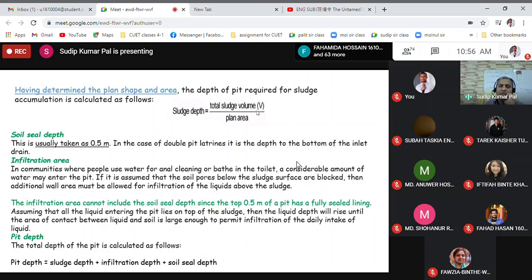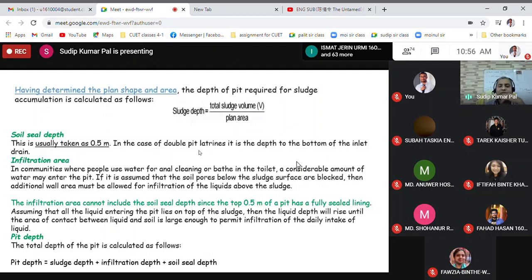V divided by A basically gives you the sludge depth during the operational life, or 30 years or 50 years of time, that is, what should be the depth of sludge coming in. And number 2, if you can remember, we just discussed before this slide, the soil seal depth. This is basically taken as 0.5 meter. 0.5 meter is roughly 1.5 feet, something like that.